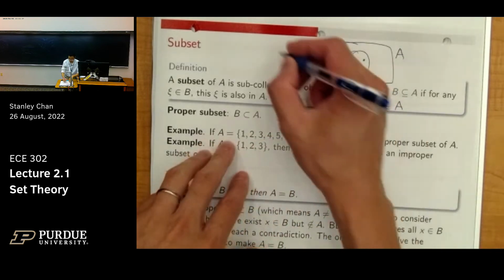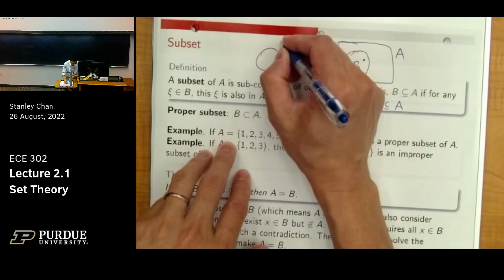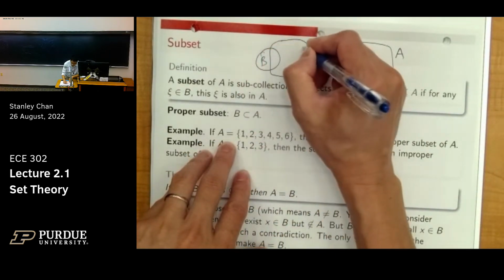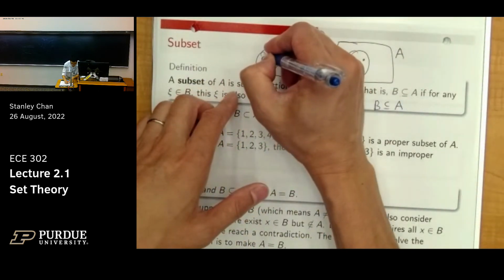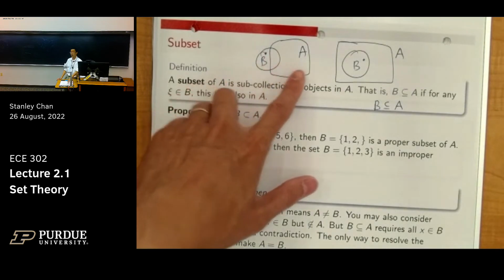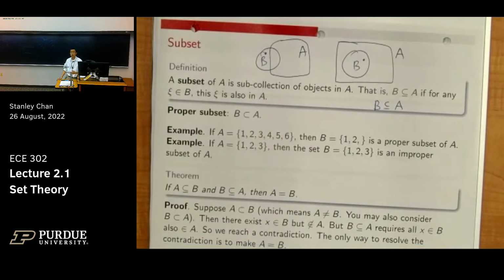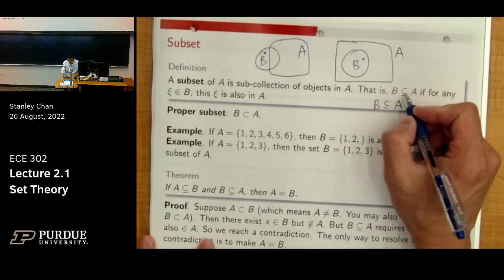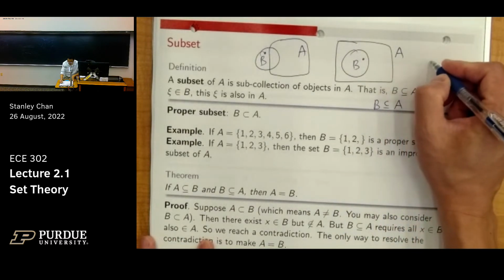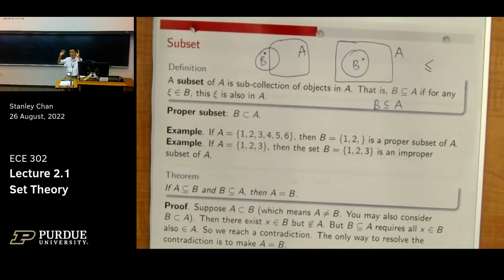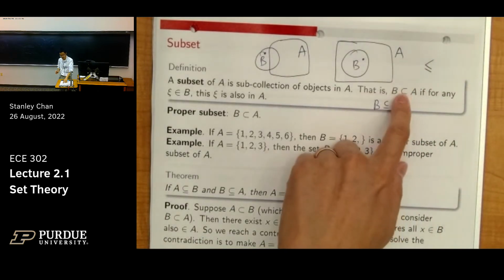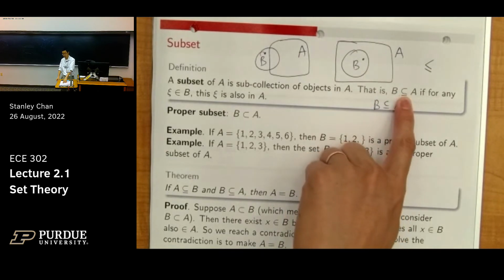Now, let's say this is B and this is A. Then B is not a subset of A, because I can pick an element that is not inside A. The way to think about this notation is as a less than or equal to sign, just by analogy, so this is a set version of less than or equal to.